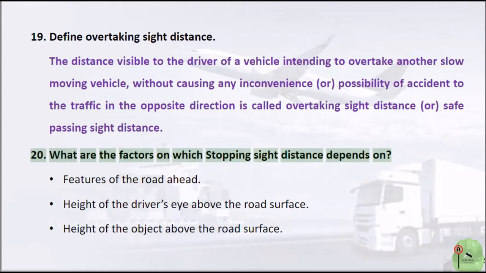What are the factors on which stopping sight distance depends? Features of the road ahead. Height of the driver's eye above the road surface. Height of the object above the road surface.